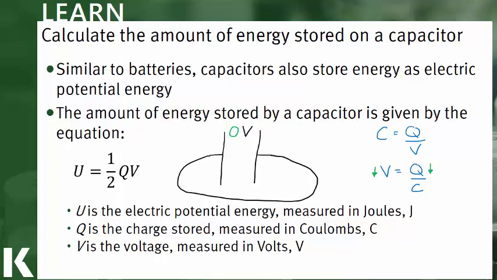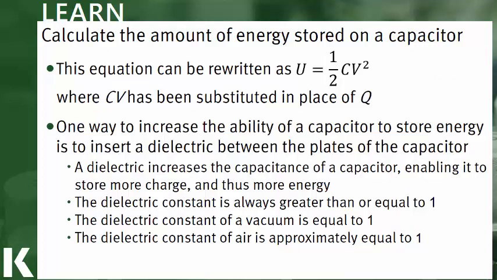And if we were to add up the energy of each charge as it moves through that voltage, what we'll get is U equals 1/2 QV, where U is our electric potential energy stored on our capacitor, measured in joules. We have Q, which is our charge stored on our capacitor, and V would be the voltage measured in volts. That same potential energy equation can be written as U equals 1/2 CV squared.